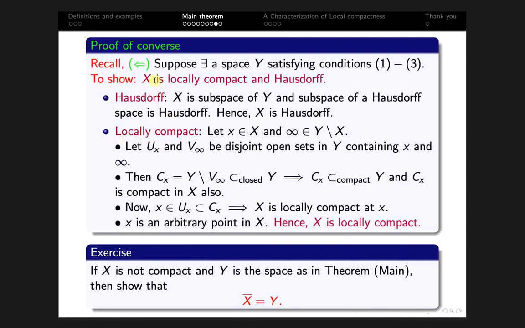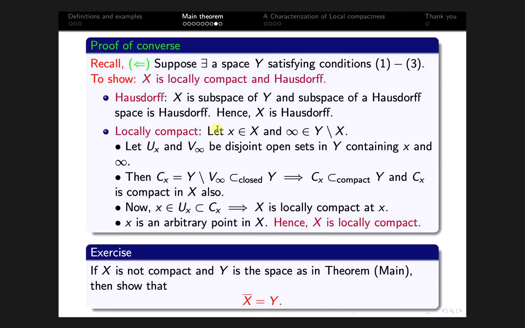Now to show that X is locally compact, we have to show that for any point little x in the topological space X, we have to find some compact subset of X denoted by Cx and some open subset Ux of X such that x belongs to Ux and Ux is contained in Cx.